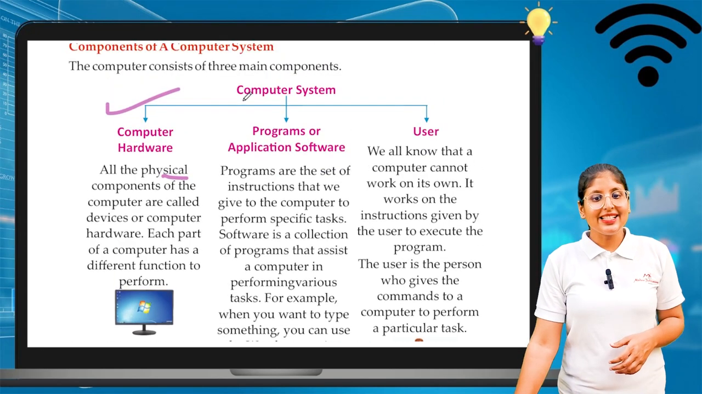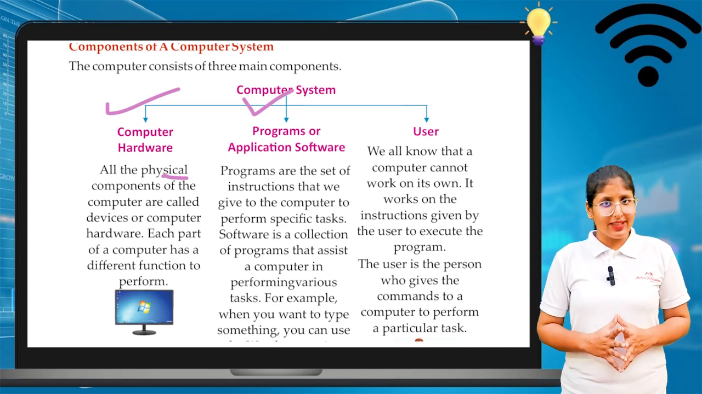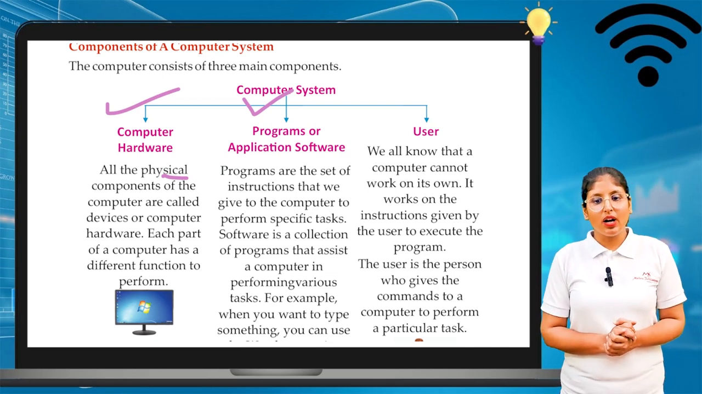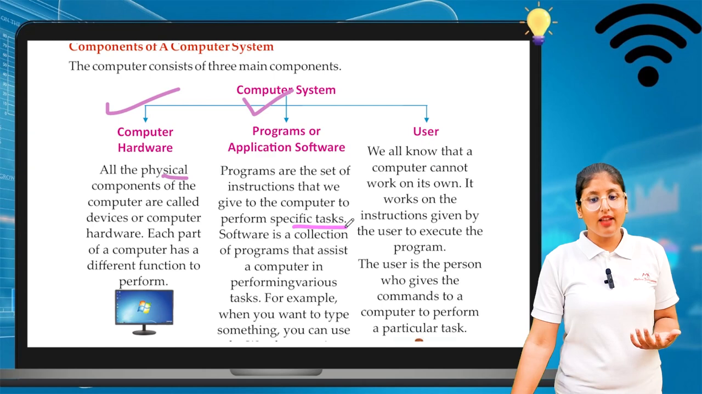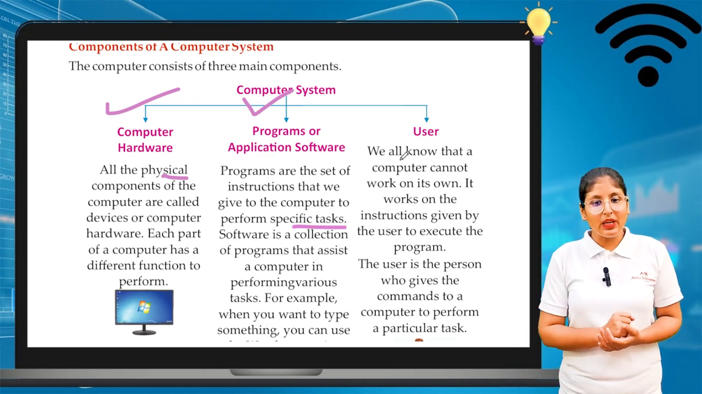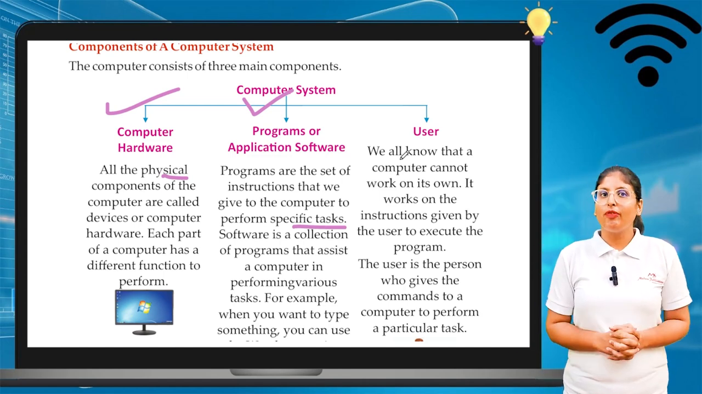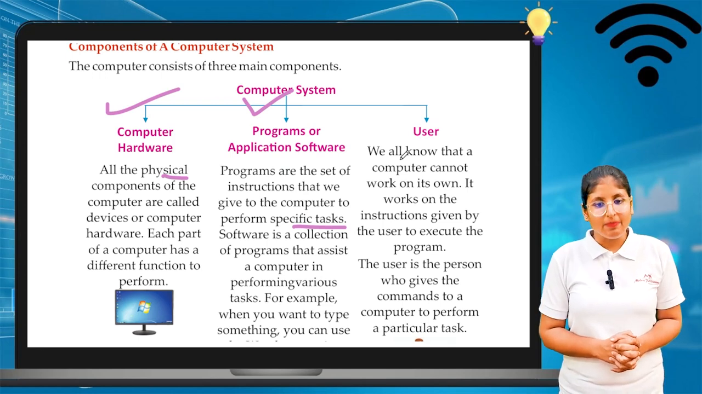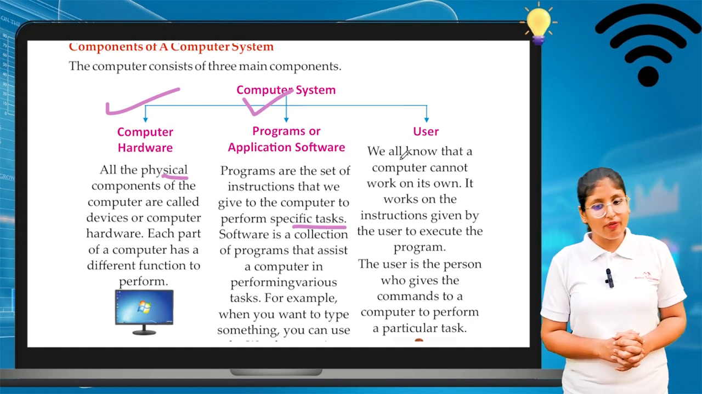Okay. Next is program or system software. So what are programs? Programs are the set of instructions that we give to the computer to perform specific tasks. If you want to perform a specific task on a computer, you have to do programming. Software is a collection of programs that assist a computer in performing various tasks, such as when you want to type something, you can use the word processor software and start typing.